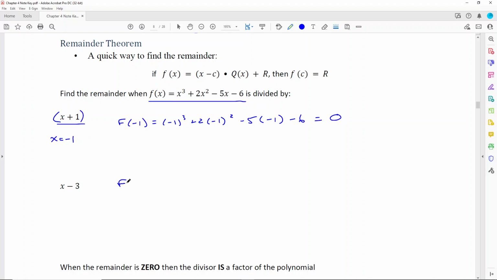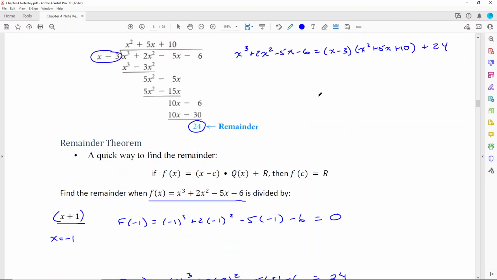Well, what do you think is going to happen when we plug in x is 3? So we're checking, is this a 0? If we plug in x equals 3, will it come out to 0? So if we plug in x is 3, we get 3 cubed plus 2 times 3 squared minus 5 times 3 minus 6. Let's plug it in. I get 24. That sounds familiar, because that was the remainder we got using long division.